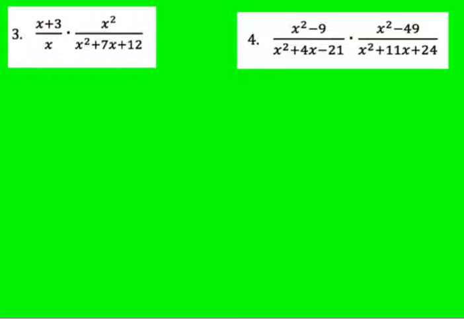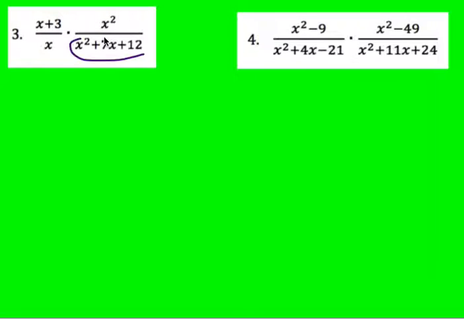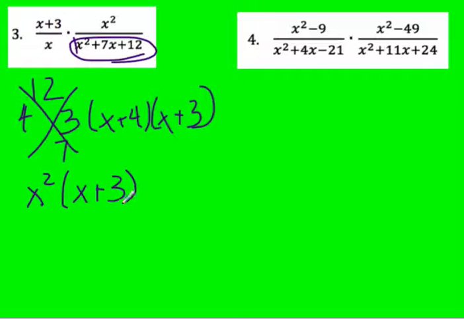Now, let's take a look at number 3. Number 3, we're going to have to factor. So I'm going to set this up for factoring. I am multiplying to 12 and adding to 7. So to do that, I'm going to have 4 and 3. So that's going to factor down to x plus 4, x plus 3. Remember, I can use that shortcut way of factoring. So then I'm going to have x squared up top here, and then x plus 3. And then on the bottom, I'm going to have x. I like to write that out first. And then I have x plus 4, x plus 3.